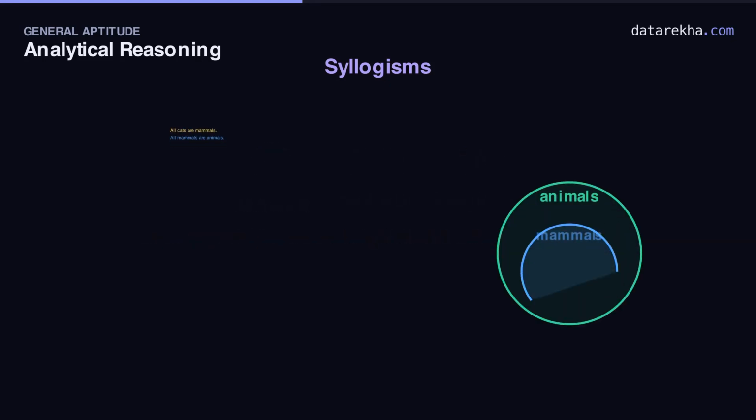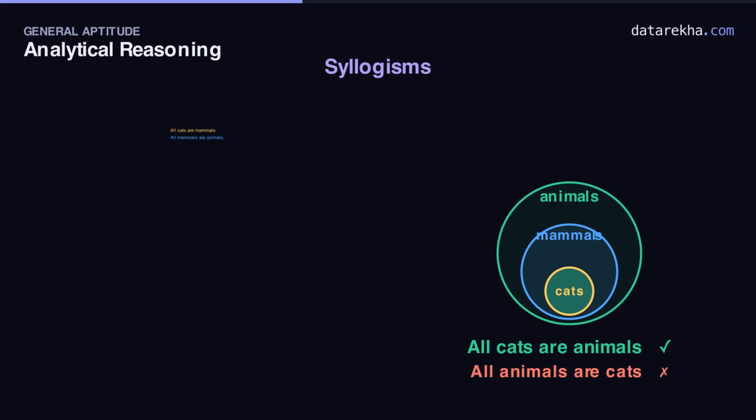All cats are mammals. All mammals are animals. Draw it. Cats is a small circle inside mammals, and mammals sits inside animals. 3 nested rings. The conclusion, all cats are animals. Is the cat circle inside animals? It has to be buried 2 rings deep. Valid.